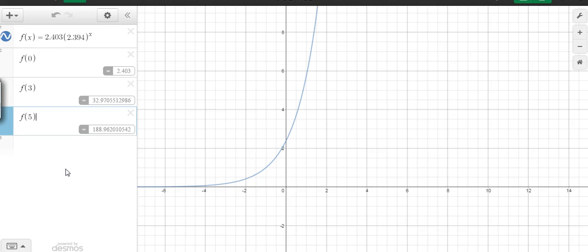And what would be really nice and neat is just to compare what this exponential function gave us to actual real data. And that's how we get better models as we use functions to make predictions in real life. So there you have it.